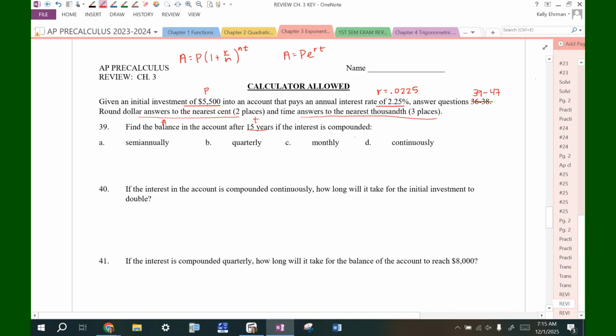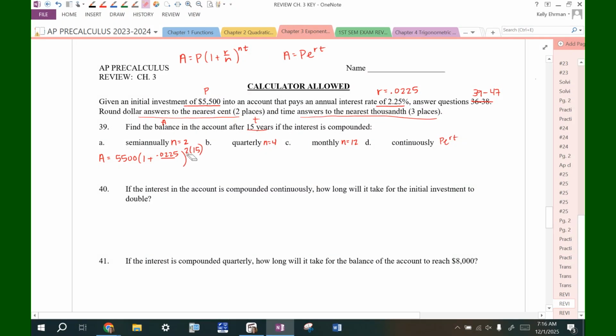There's time. If the interest is compounded semi-annually, n equals 2, quarterly, n equals 4, monthly, there are 12 months in a year, continuously, we're using PERT. All right, so the formula is A equals, I'm just going to set up the first one. So 5,500 times 1 plus R, 0.0225 over N to the N times T. So I'm going to write it down how I'm typing it out. So 2 times T is 15.